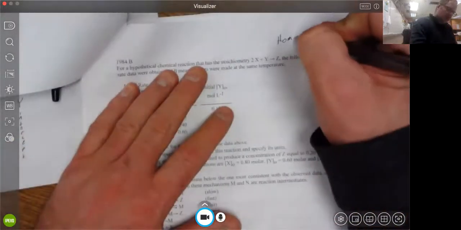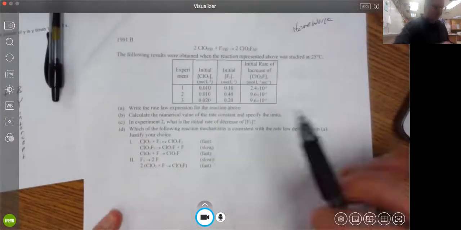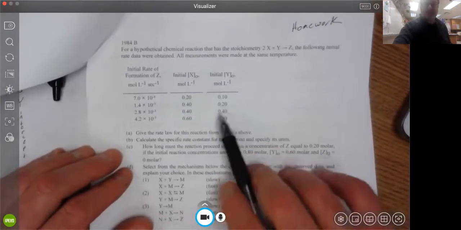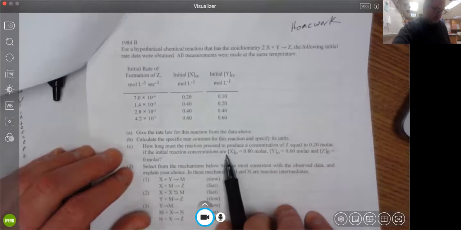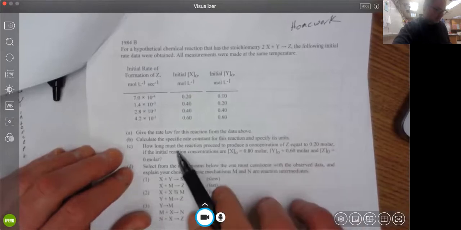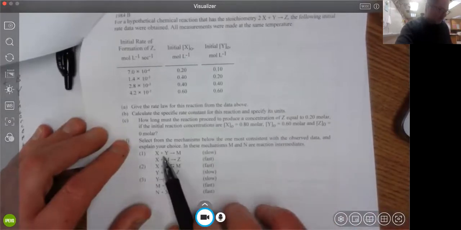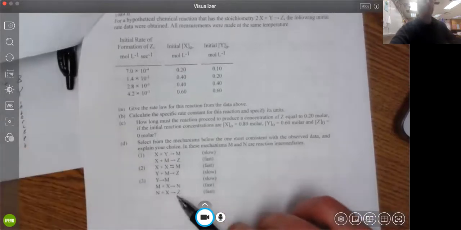That one, did that one, and this one is very similar. So 1984B and 1991B, please try those out for homework. Again, you need to give the rate law of each of these based off the experimental data. Oh, look at this. Then they actually give you concentrations and ask you how long must the reaction proceed to produce the concentration Z equal to that. And then at the end, you need to select which of these reaction mechanisms will work.